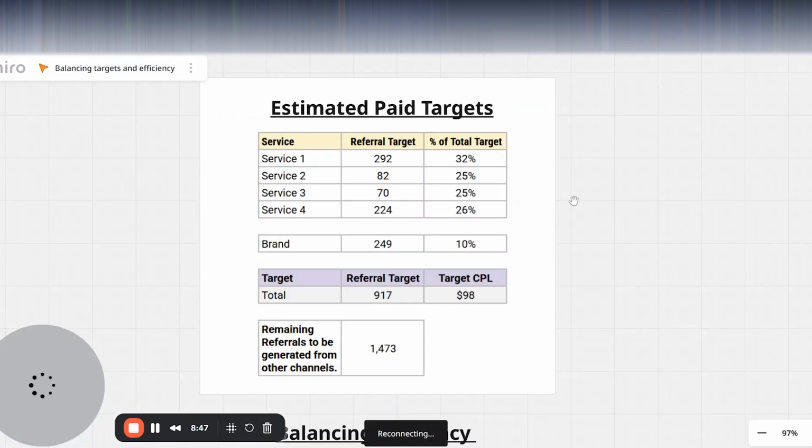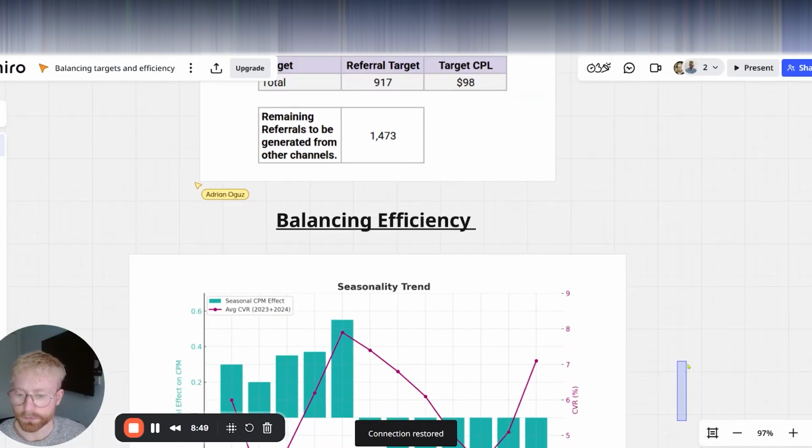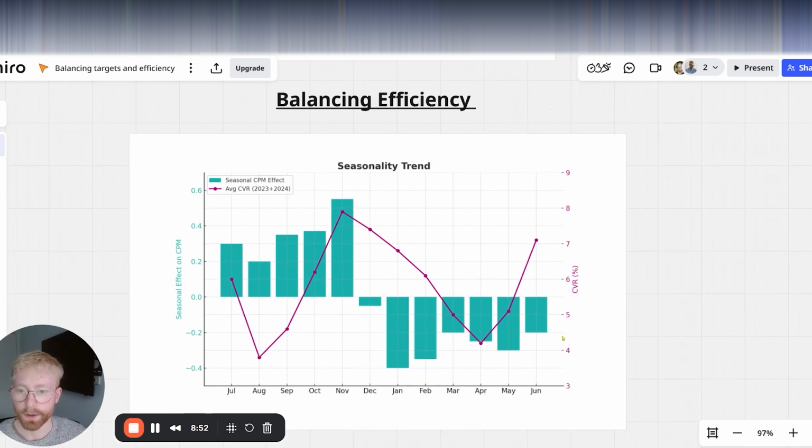So let me go back to this Miro board and show you in this. So this is really, really important. Okay. And this is actually using this particular client's data and having a look at seasonality. I'm not going to get into how I did this, but the point is this showed me how CPMs increase during certain periods and how that correlates with conversion rate. And this is using like 3 years of data and me just getting the average.